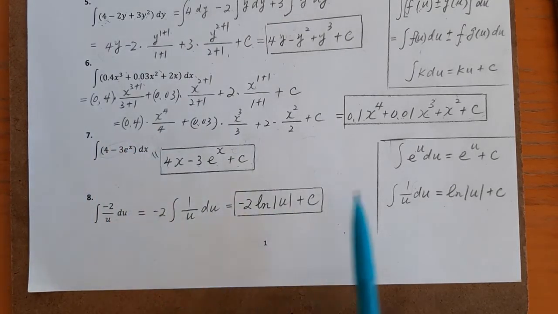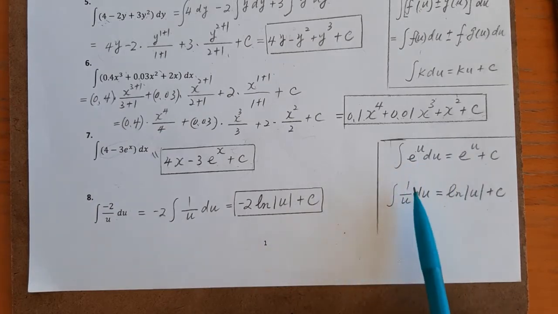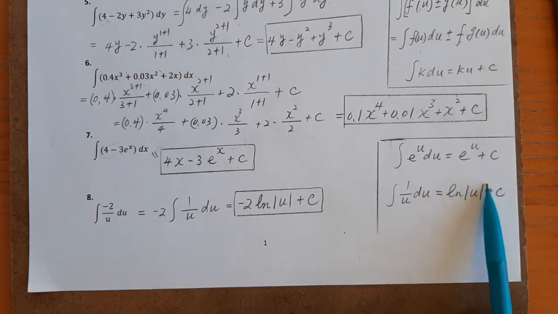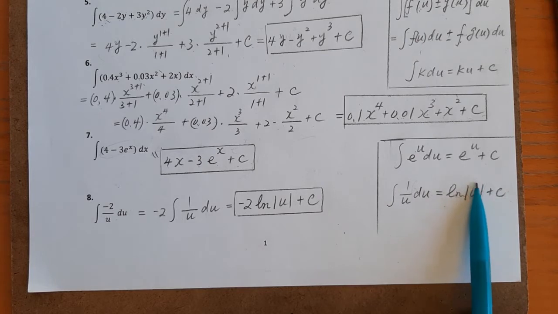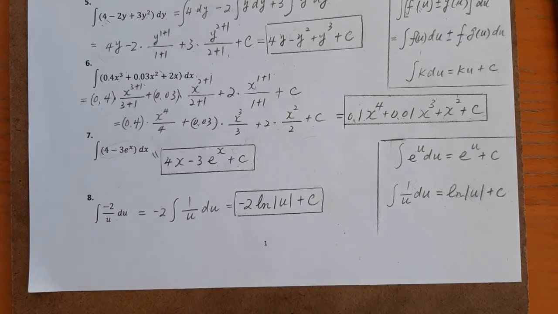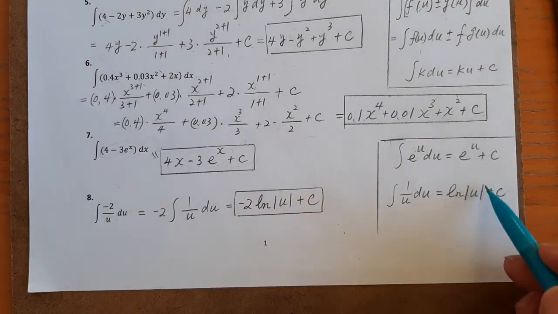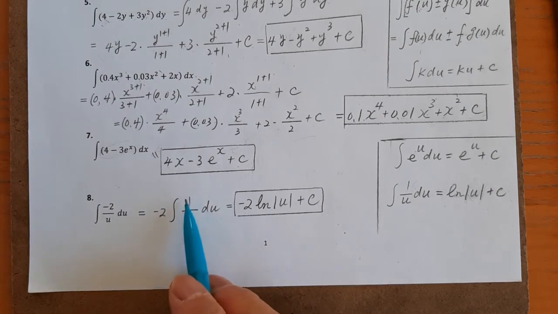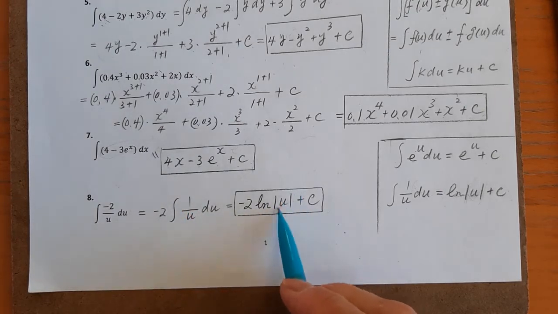ln. Here, the integral of 1 over u du equals ln absolute value of u plus c. Here we need to put absolute value, because for the ln function, this, which we call the argument, needs to be positive. It cannot be negative, because for the logarithm function, this part has to be a positive number. It cannot be 0. It cannot be negative. So to guarantee it is positive, we put absolute value. So this negative 2 is a scalar, factor out, become integral 1 over u du. And 1 over u take integral is ln absolute value u plus c.